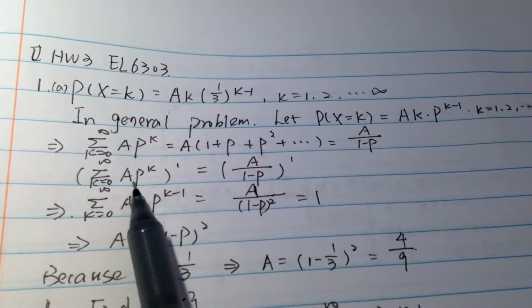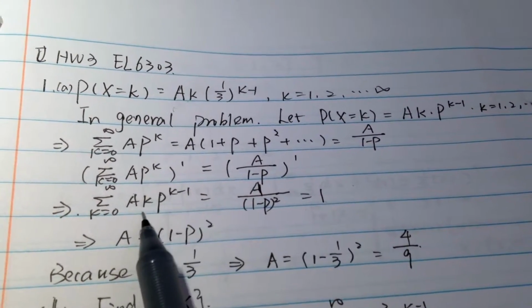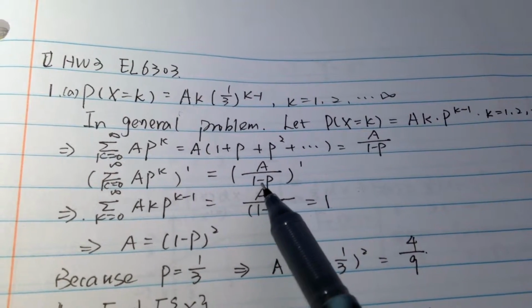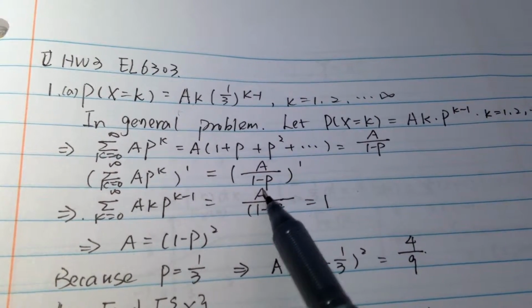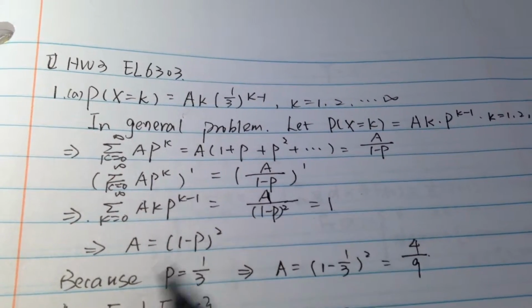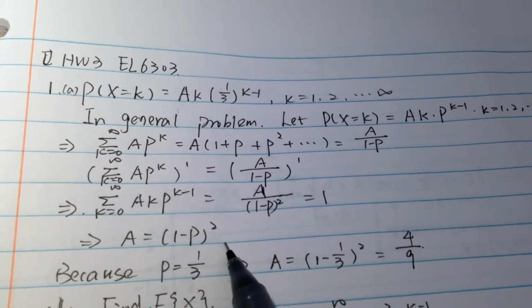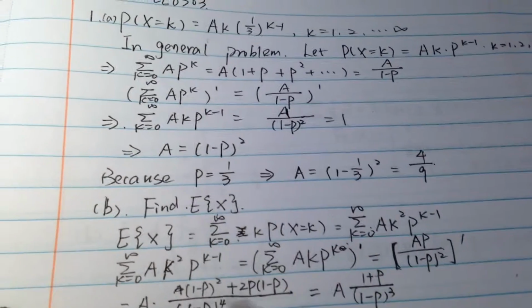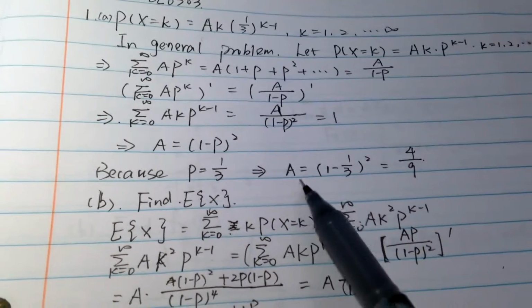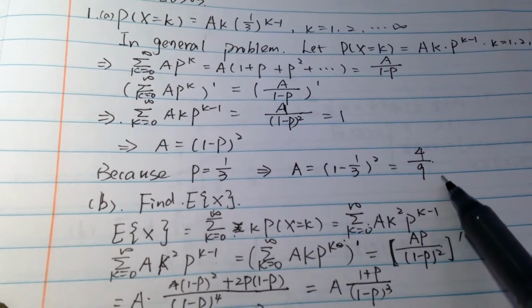So differentiating this equation, we can get this formula. And this formula is a over (1 minus p) squared equal to 1. So a is equal to (1 minus p) squared. Because in this question p is equal to 1/3, so a is equal to 4/9.